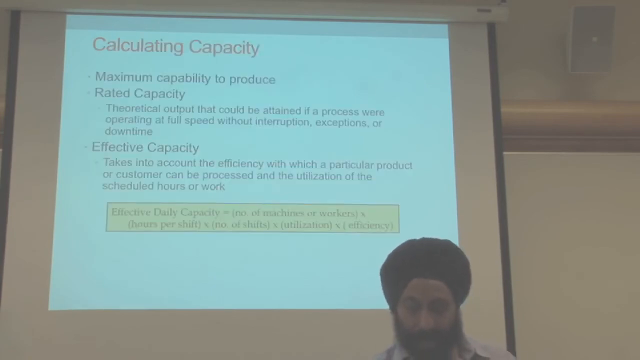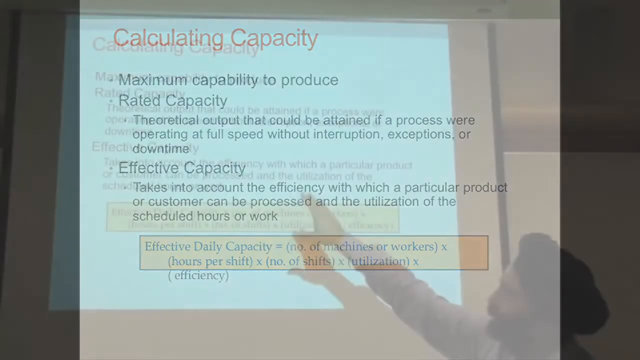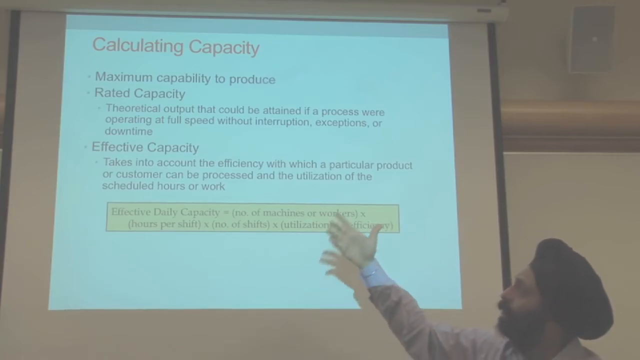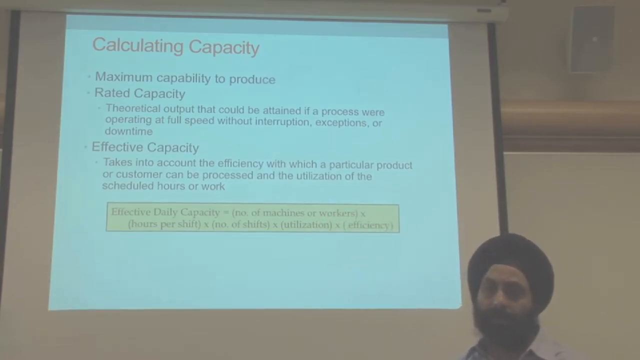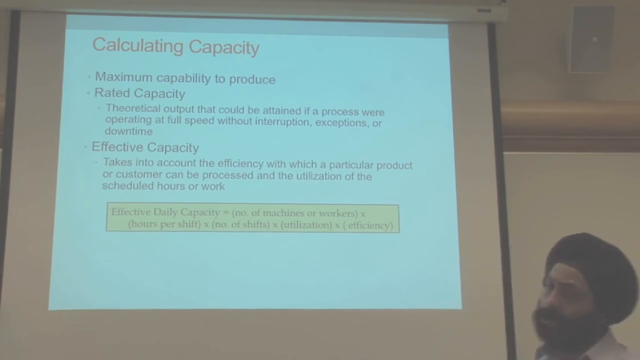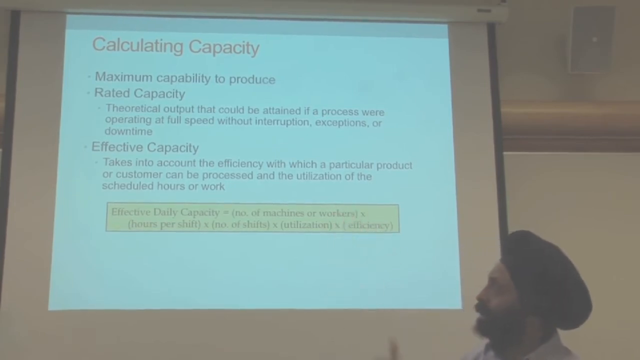So in this case, calculating the capacity: capacity is the maximum capability to produce, and it is based on the rated capacity, which is the theoretical output that can be attained in a process, the maximum possible capacity of a production process if it were operating at full speed without any interruption or constraints, exceptions or downtime. So this is a theoretical environment. The theoretical maximum will be the rated capacity.